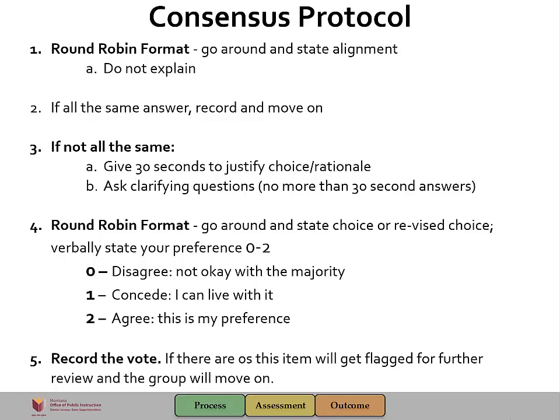If they can concede, that means they can live with the decision that the majority of the group have. Or, if they're not okay with the majority and they disagree, now record the vote for the majority. And if there are any zeros for this item, you can flag it for further review.